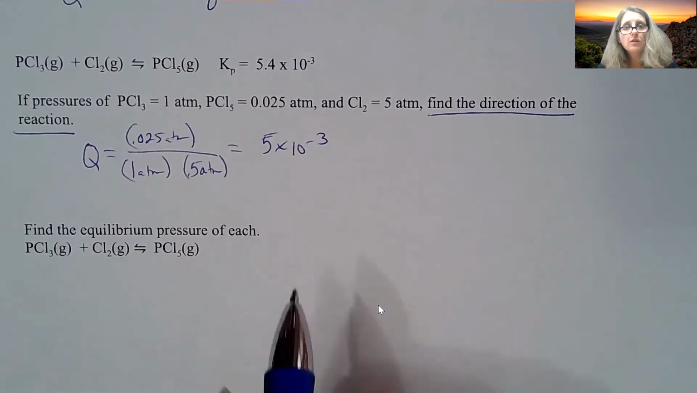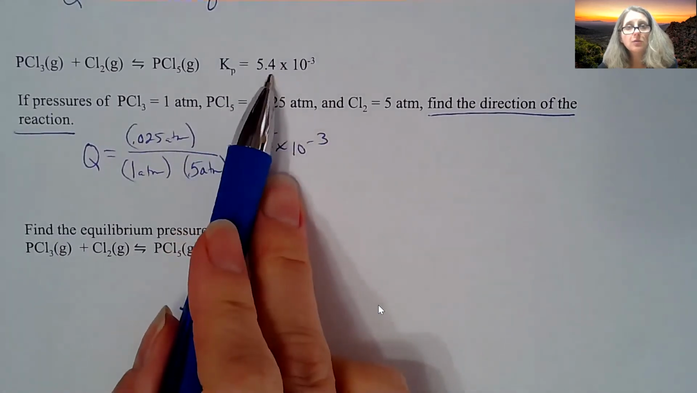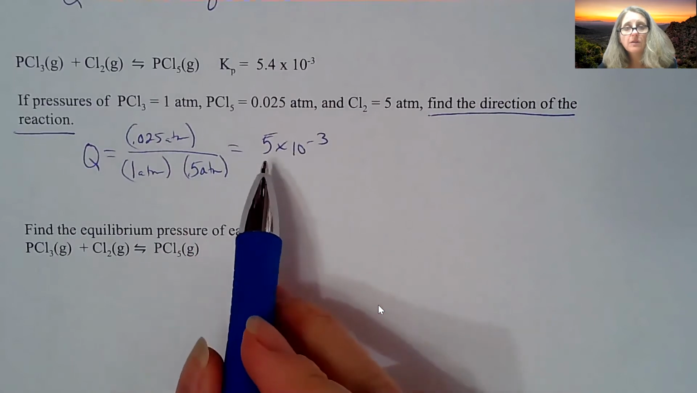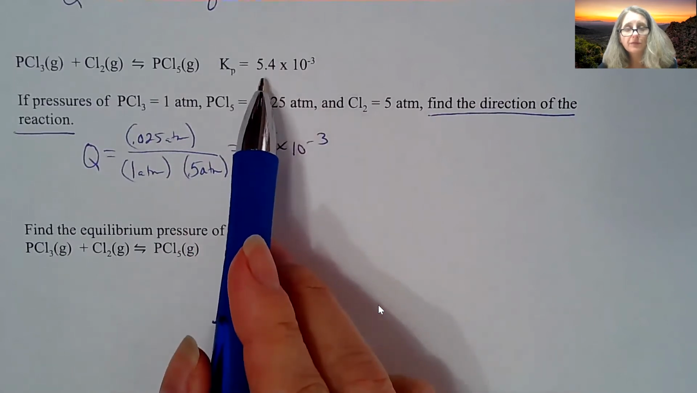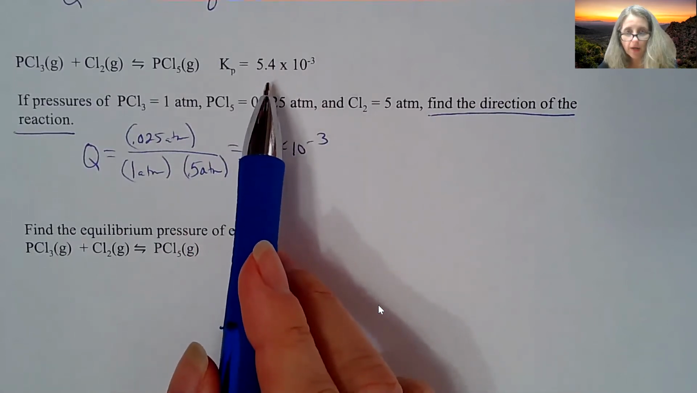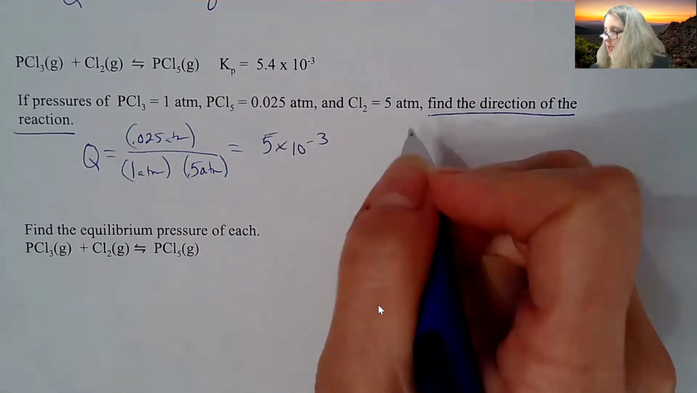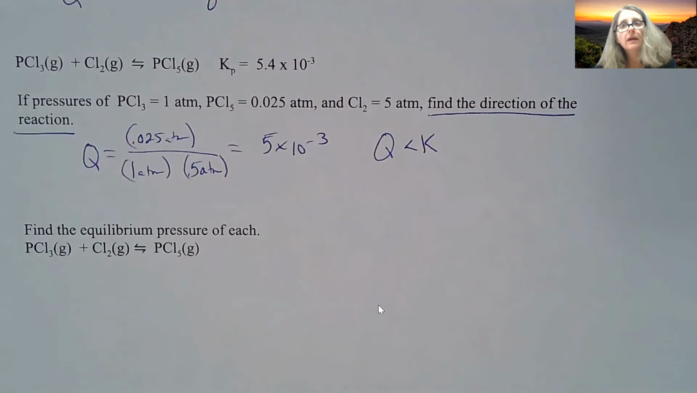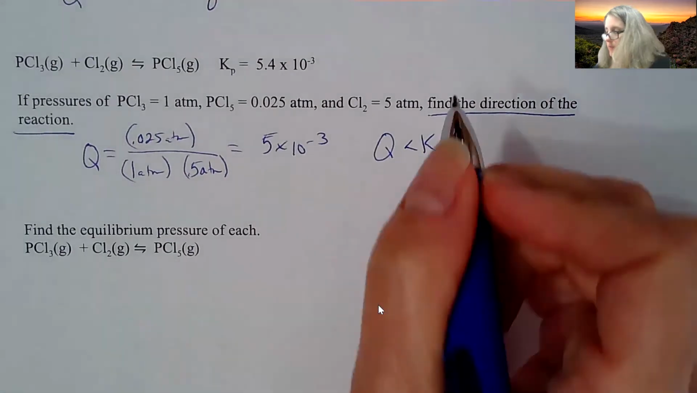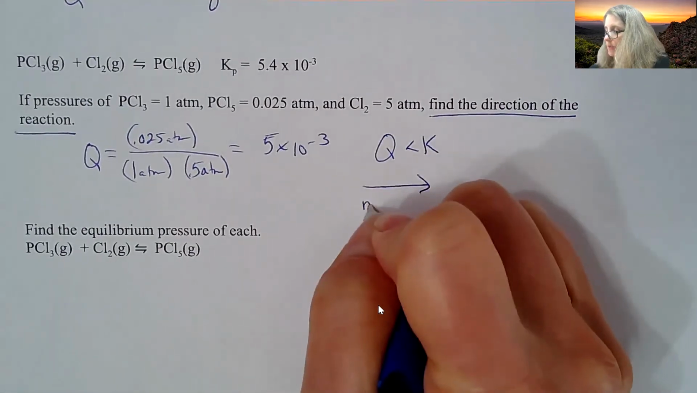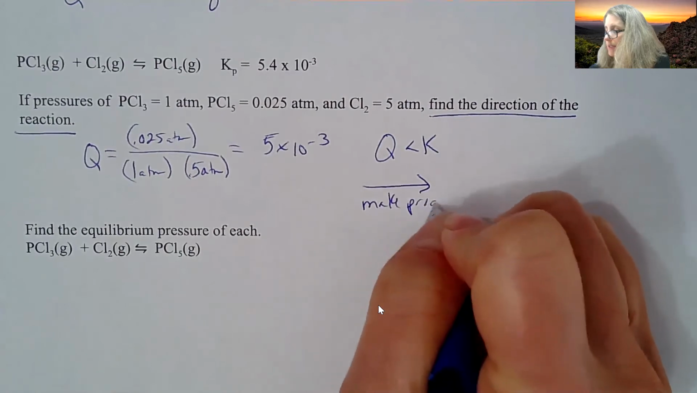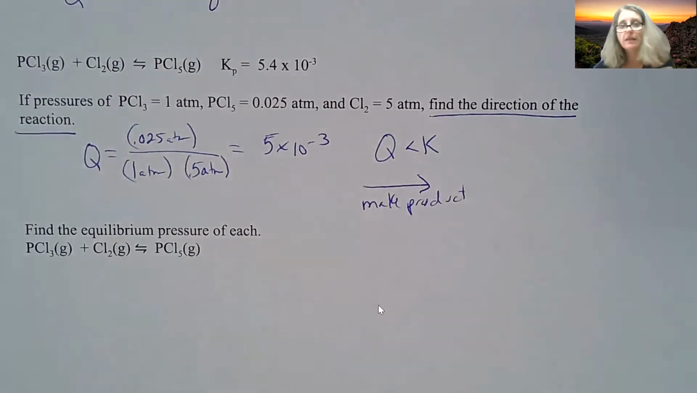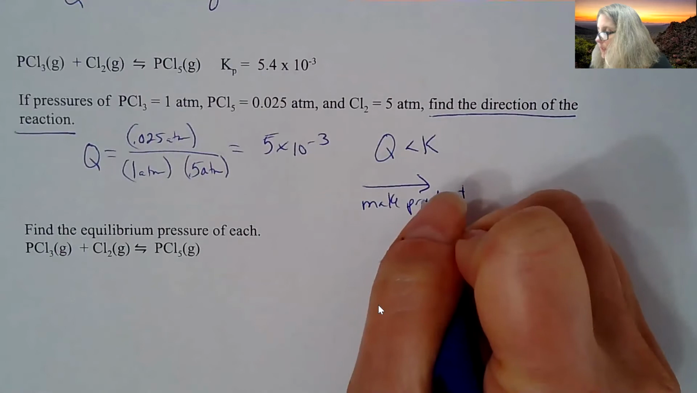All right, so what is that compared to our constant? So 5 times 10 to the negative third compared to 5.4 times 10 to the negative third. The Q that I calculated is less than K. So what's the direction of the reaction? It's going to the right. It's going to make more product because it has a deficit. It needs more product.